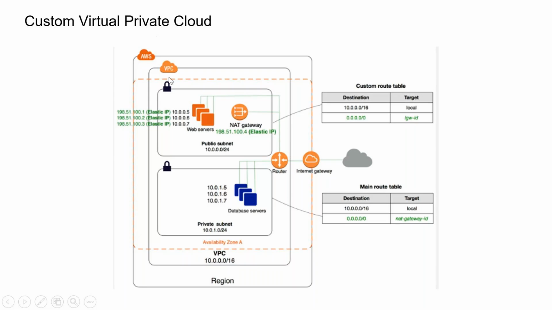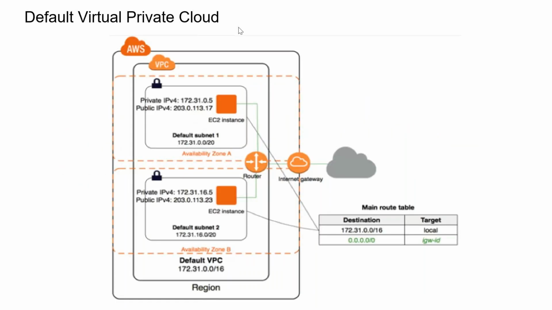So I told you that in real time we will always create a custom virtual private cloud, and I also said that when you join a company, you will not be creating a virtual private cloud, because that virtual private cloud might have already been created. You have to use it, that's all. So you have to remember, whenever you plan to create an instance, at that time you should not select the default virtual private cloud. You should select the custom private cloud.